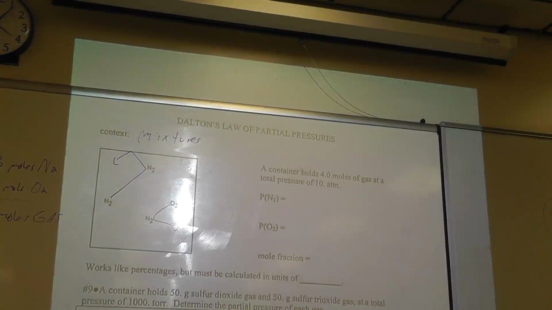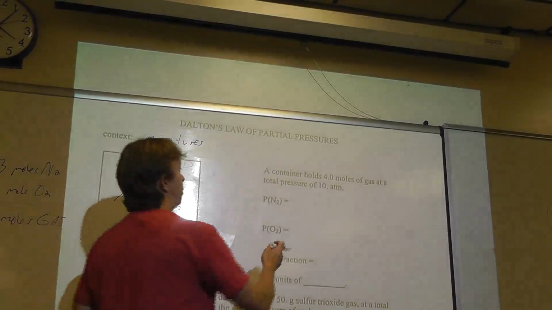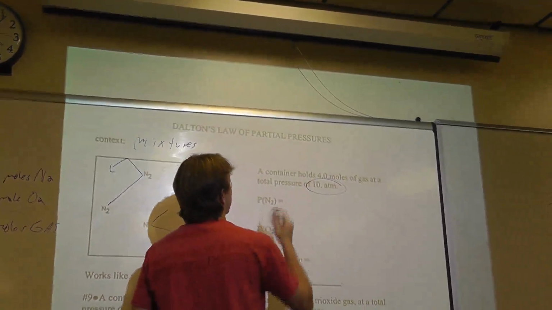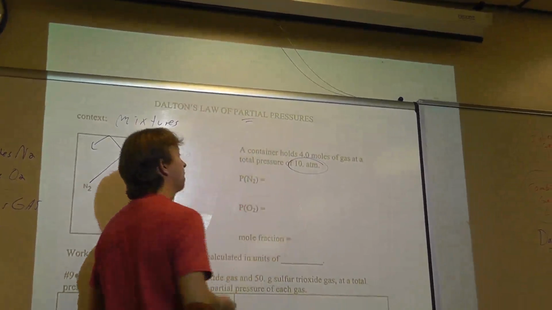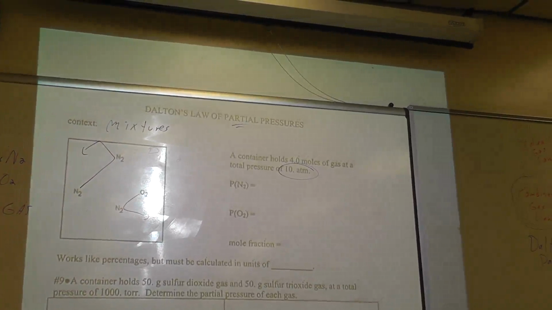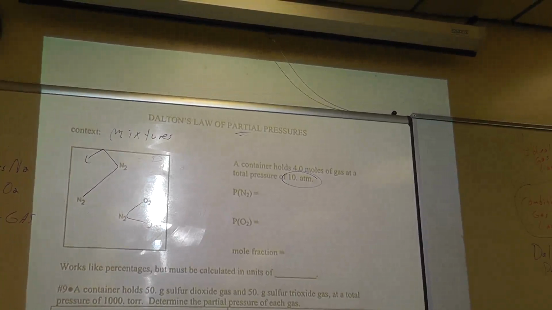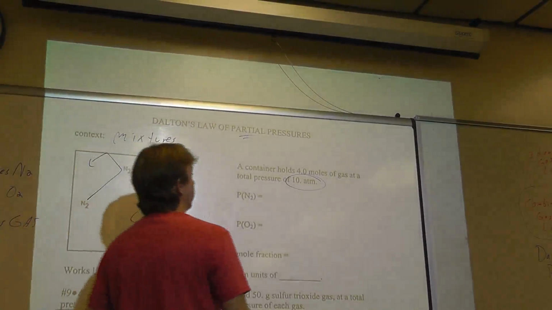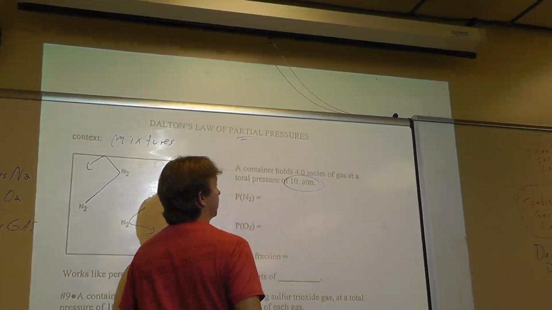So if we're trying to break out this total pressure, we're told there's 4 moles of gas and a total pressure of 10 atmospheres. Dalton's law is trying to break out that 10 atmospheres in terms of what part of that 10 is nitrogen pressure and what part of that 10 is oxygen pressure. And it's basically just done by ratios, or percentages if you want to think of it that way.